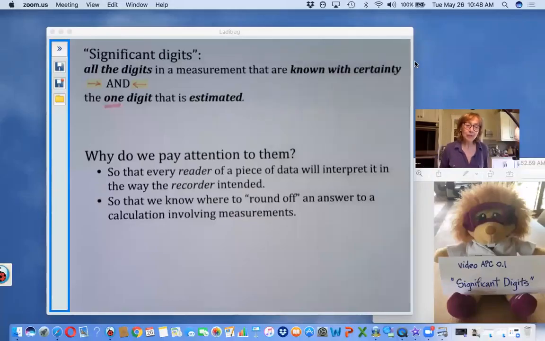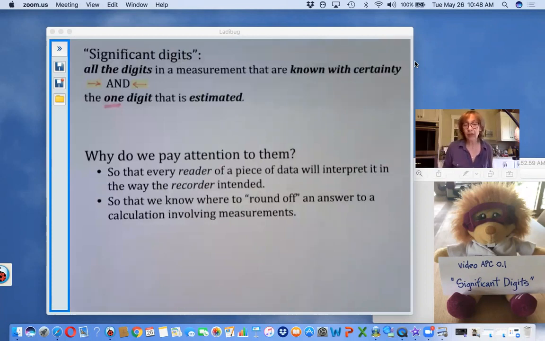Hey guys, welcome to this video about significant digits. Let's start with the definition. Sig digs are all the digits in a measurement that are known with certainty and the one and only one digit that is estimated. We pay attention to sig digs really for two reasons.